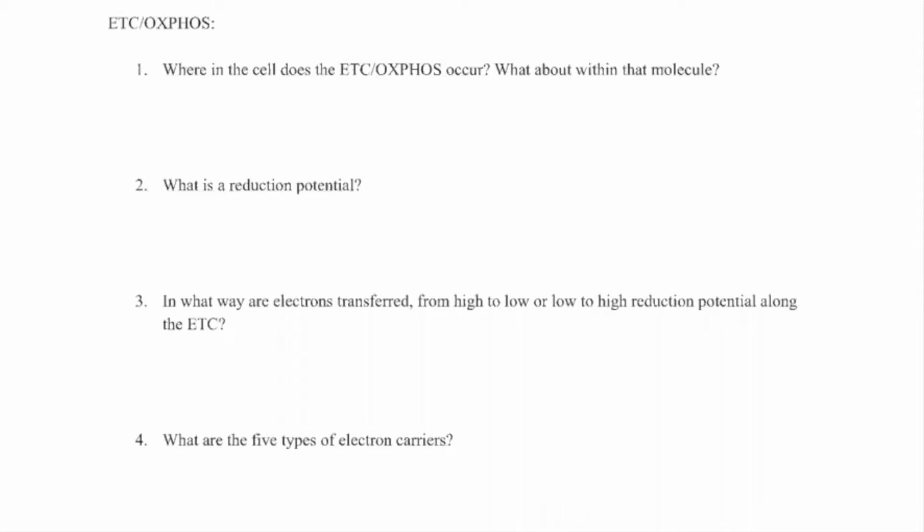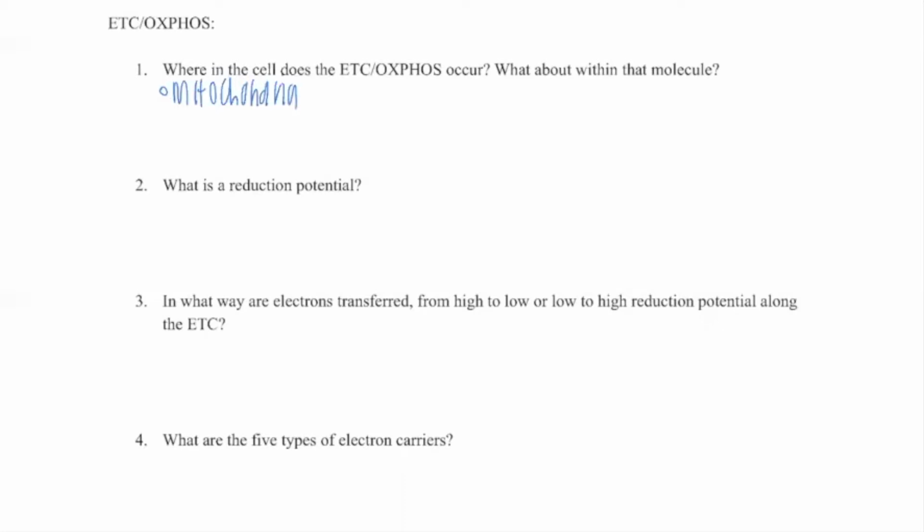So where in the cell does the ETC OxPhos occur, and what about within that molecule? So within the cell, we know that the ETC takes place in the mitochondria. And now the second question is asking, what about within the mitochondria? So if you guys remember from lecture, she talked about the mitochondria being a two-membraned organelle, right? So what that means is that we have an outer membrane, we have a space between the outer membrane and the next membrane called the inner membrane, and then we have that fluid-filled space called the matrix, right?